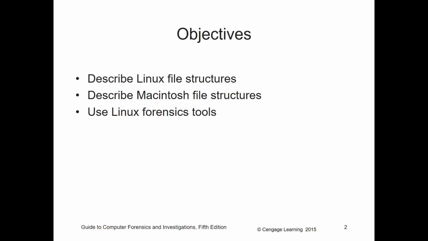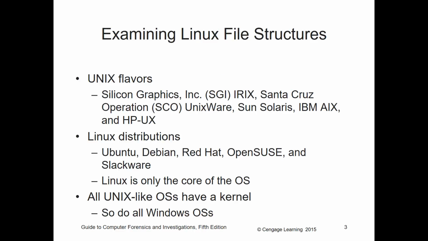We're going to talk about the Linux and Macintosh file structure. We're going to talk about a few of the Linux tools. So let's go ahead and jump right in. Big flavors between Linux are going to be the Unix and Linux distros. Linux came after Unix. Unix was the first major flavor.